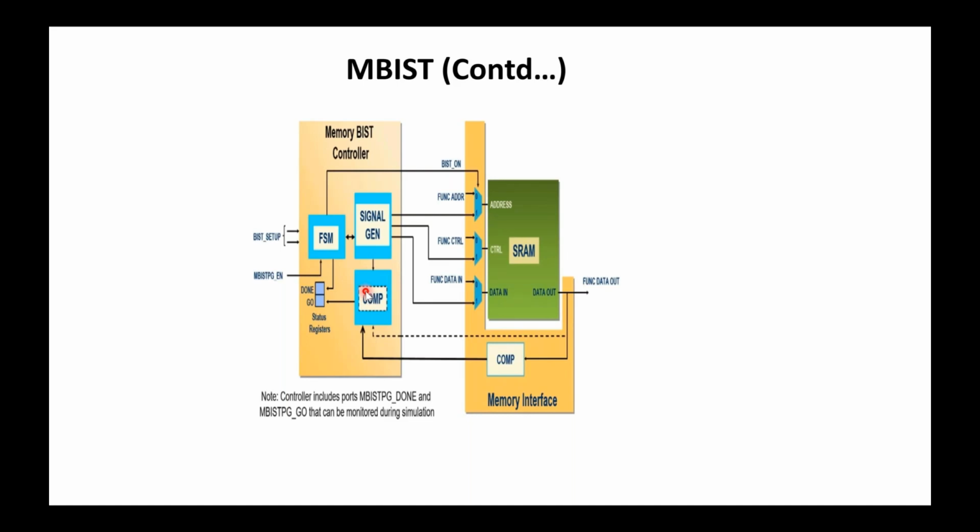If the value which was already there in the comparator, that is the expected value, is the same as the value coming from the memory output, then there is no fault or defect in the memory. If both are different, then there is some defect in the memory.